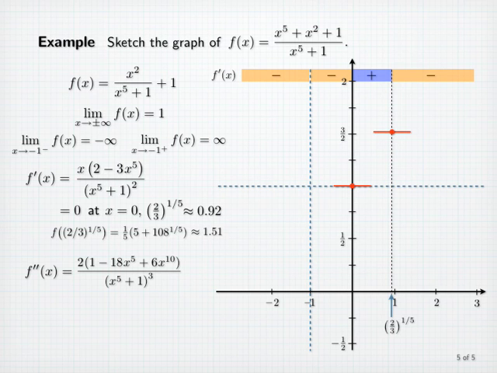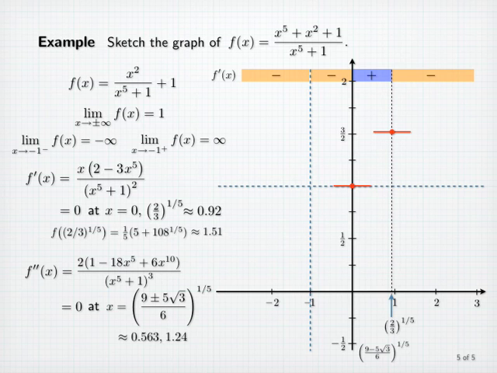Now to simplify, we'll first cancel factors, then expand the products in the numerator, which leaves us with 2 times (1 minus 18x to the fifth plus 6x to the 10th) divided by (x to the fifth plus 1) cubed. So let's now find out where f double prime of x is equal to 0. Using the quadratic formula, we can find the values of x to the fifth, which are (9 plus and minus 5 root 3) divided by 6. And the resulting values of x are the fifth root of (9 plus and minus 5 root 3) over 6. These numbers are approximately 0.563 and 1.24.